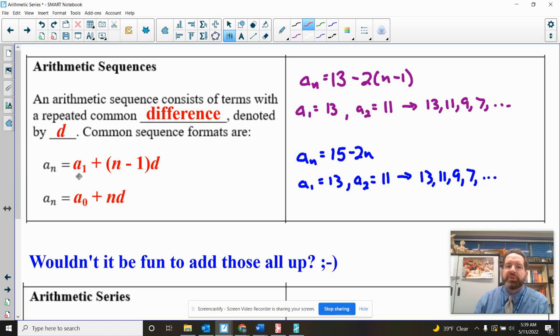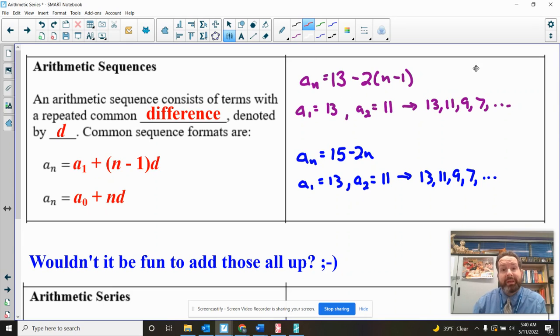This one is based on the first term, and you add on n-1 common differences. So over here, I've got a sequence described that way. So the first term of this sequence is 13. And then from term to term, you're subtracting 2 each time. So the common difference is -2. First term, common difference. See how that works? So to get from the first term to the second, well, you just subtract 2.